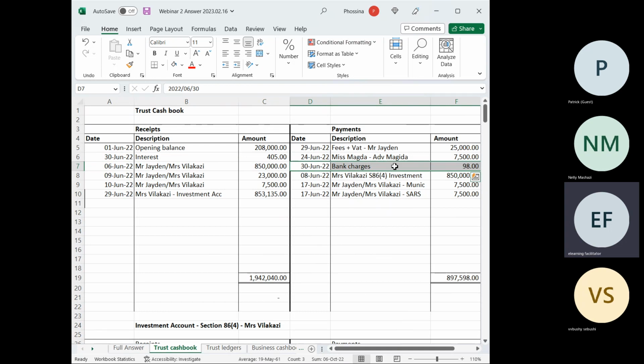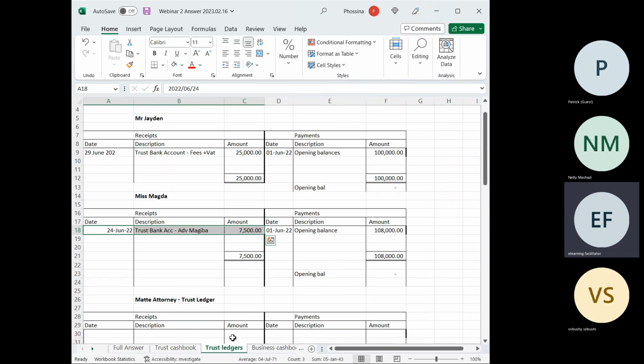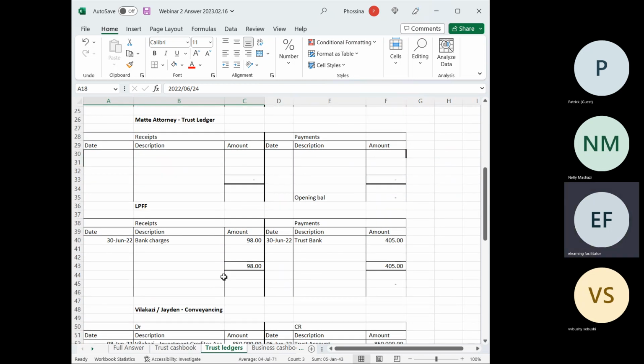We record it as a payment. And then for the double entry, we create a ledger. This is the ledger for the LPFF, the Fidelity Fund, because to the fund we pay the net effect of the interest. So if interest is higher, we take our interest, less our bank charges, and that's what we pay.